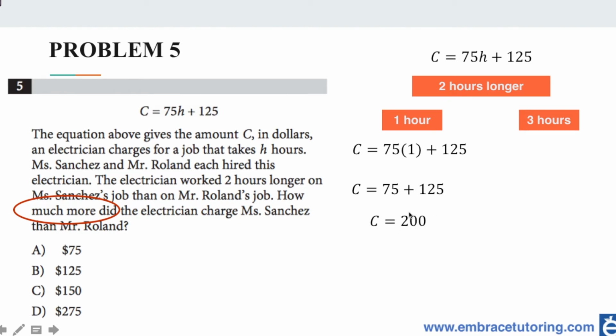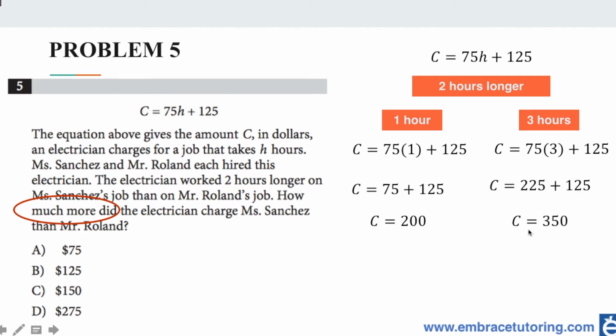So this is the total cost for Mr. Rowland's job, assuming that they only did 1 hour of work. Whereas if I move over to Mrs. Sanchez's job, because 3 hours is 2 hours longer than Mr. Rowland's job, this is then 75 times 3 plus 125. Well, 75 times 3 is 225, and then plus 125 is going to give me 350.